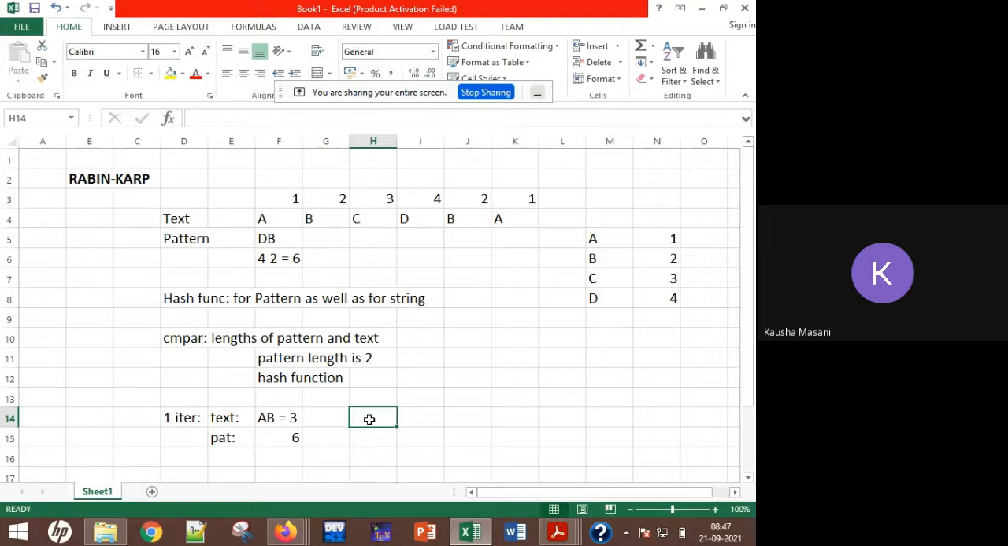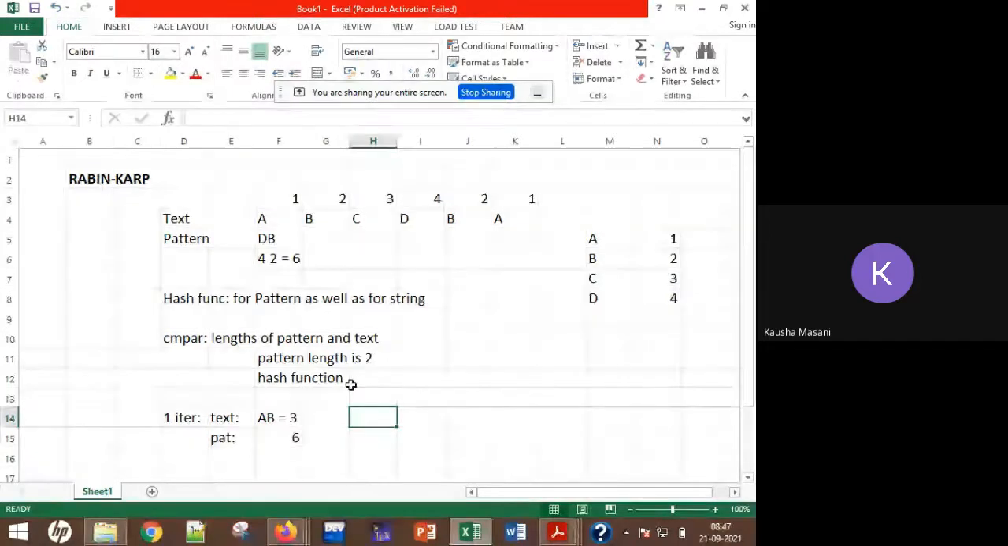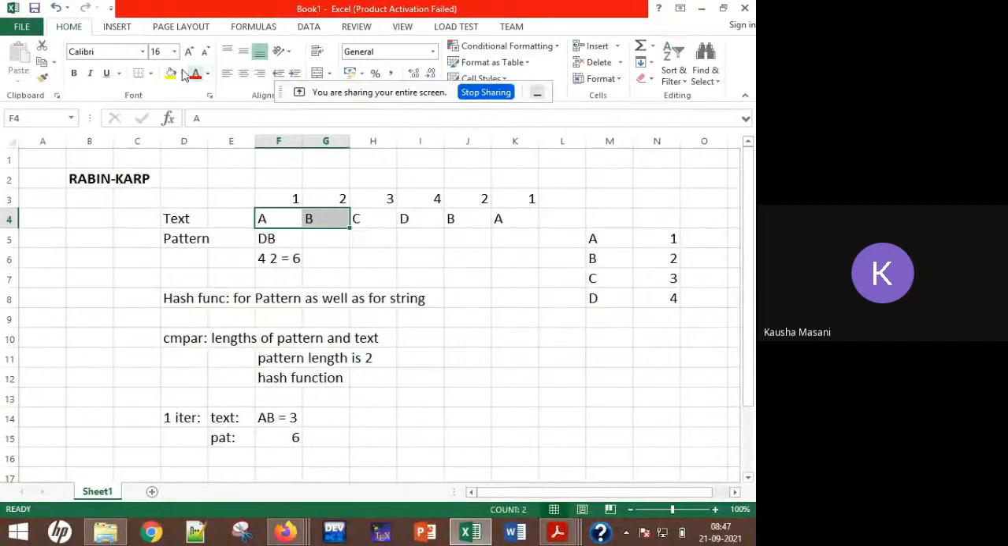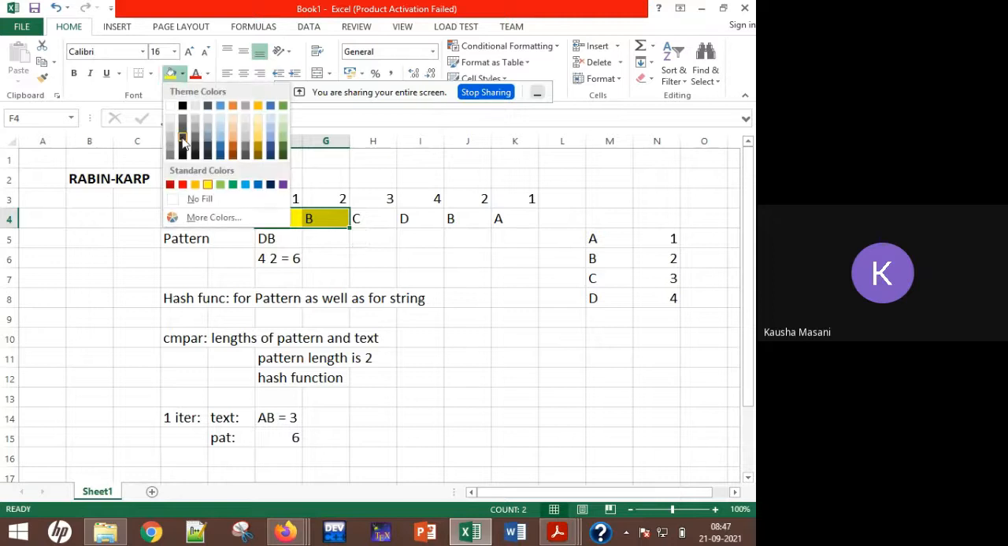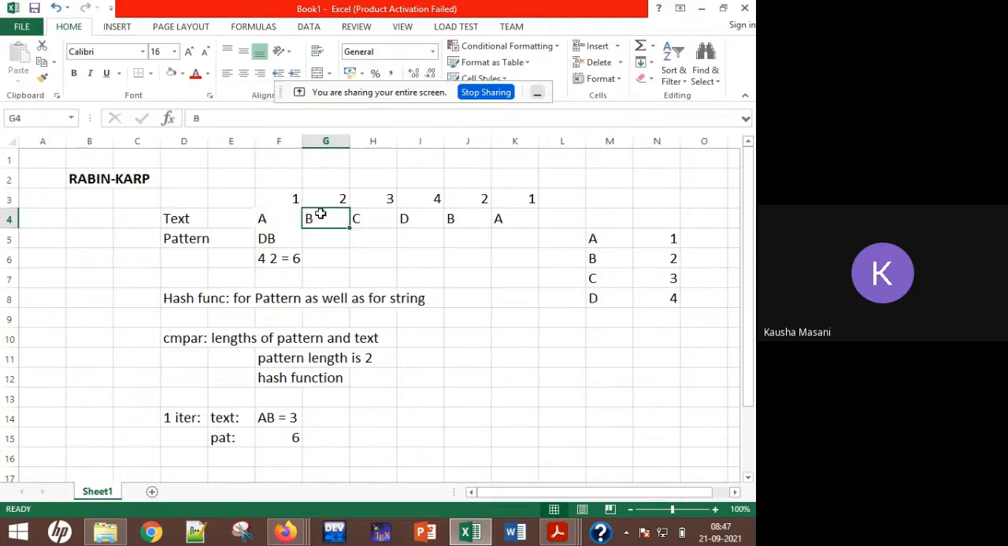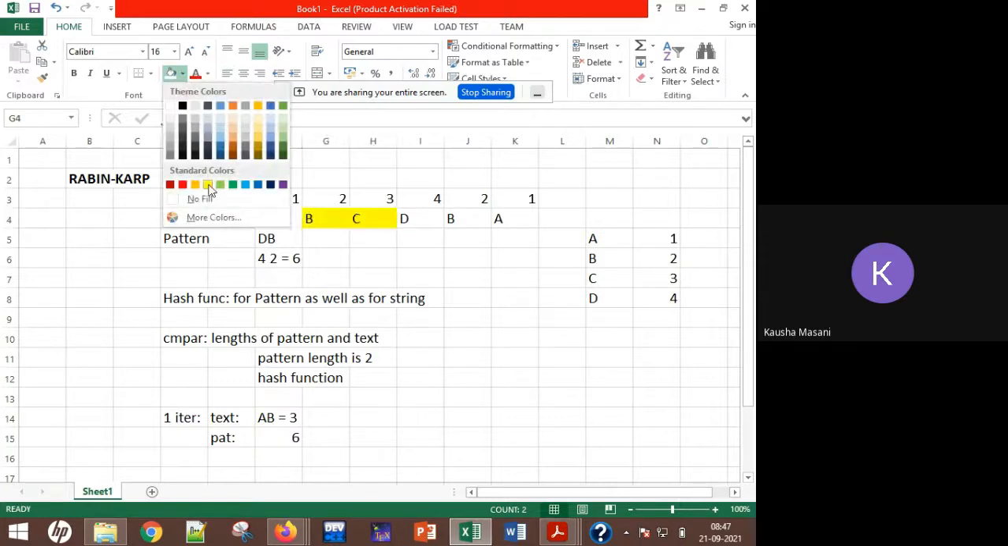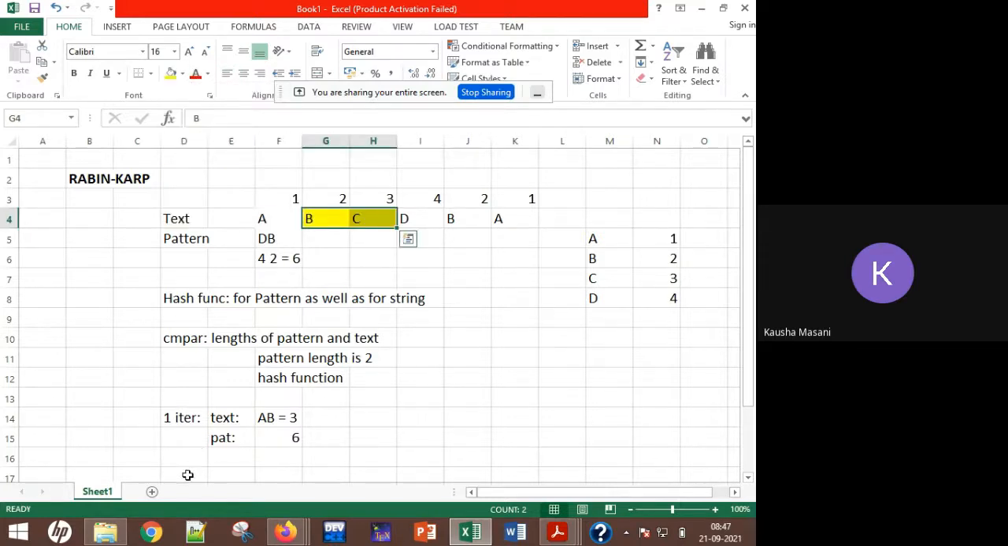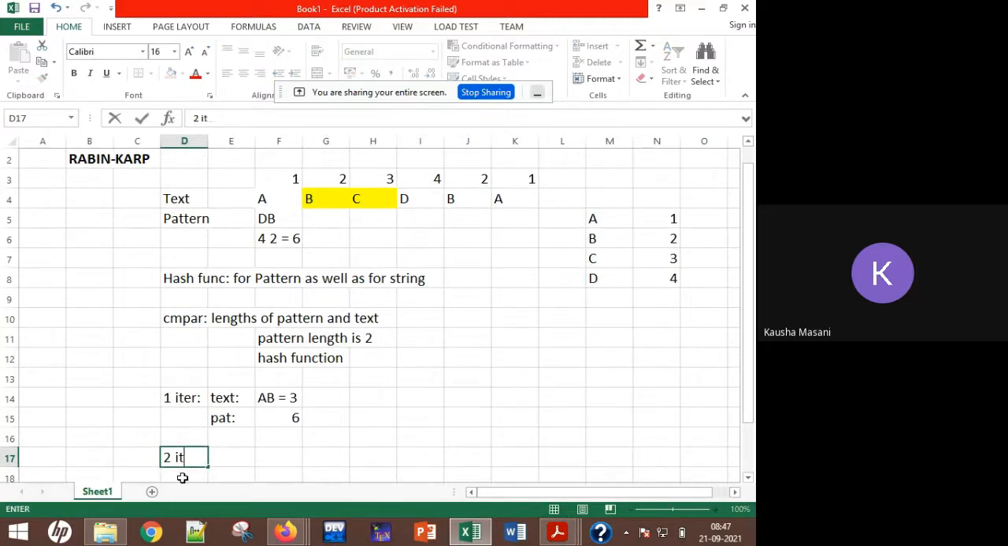Correct. So these two strings do not match. So what will we do? We will go one step beyond. First we compared this AB. Now this AB is not getting matched. 3 is not equal to 6. So you will go one step ahead. So instead of AB, you will go with B and C. So that is your second iteration.